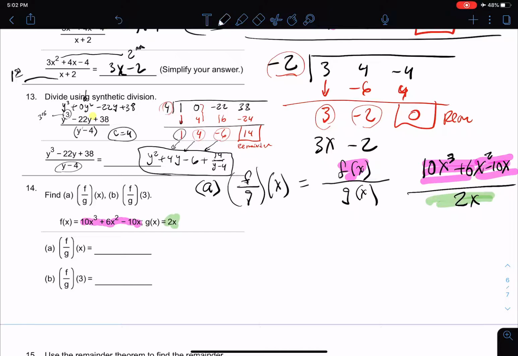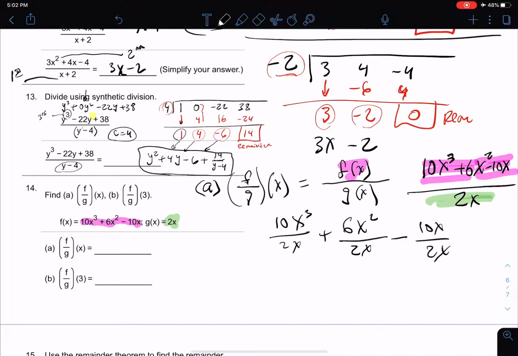So how do we divide monomials? Go way back to the beginning of these homework problems, and all you have to do is break them down into individual fractions. That would be 10x to the third over 2x, and then plus 6x squared over 2x minus 10x over 2x. And then simplify each one of those.